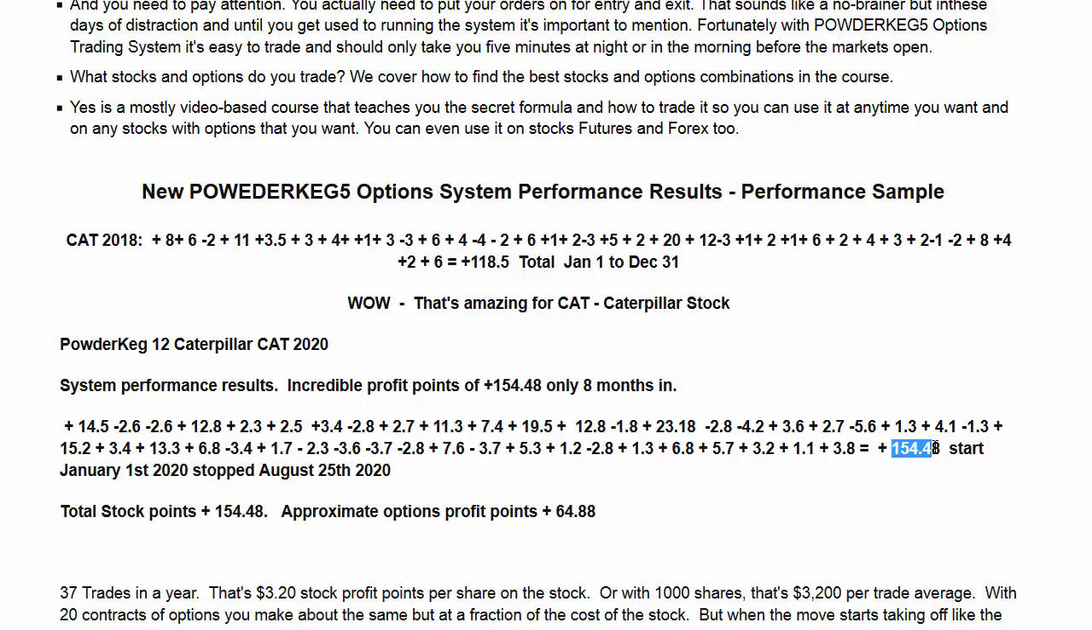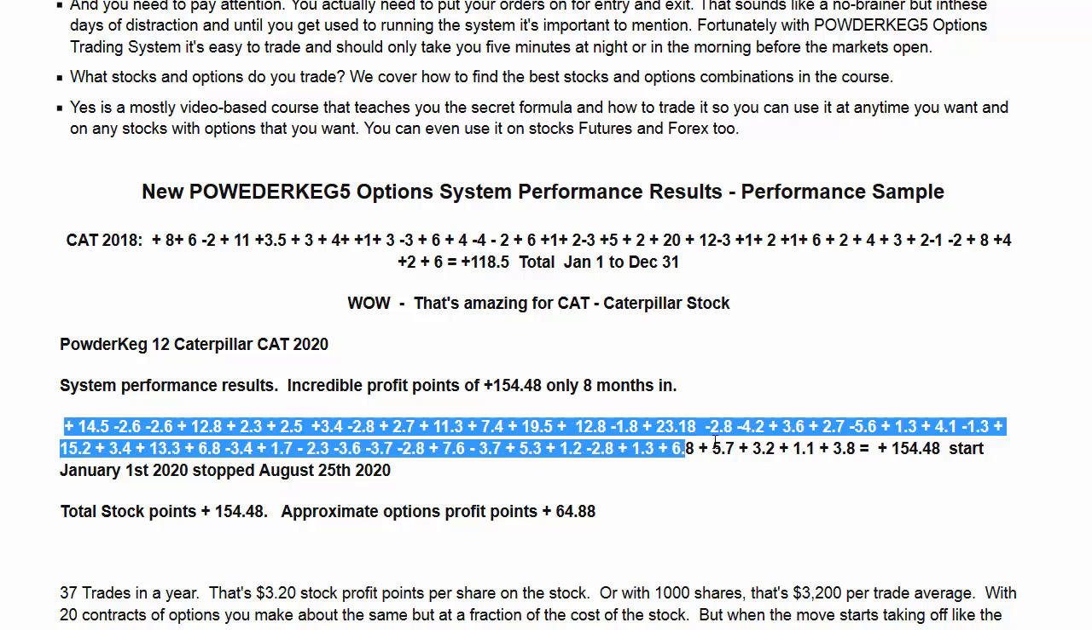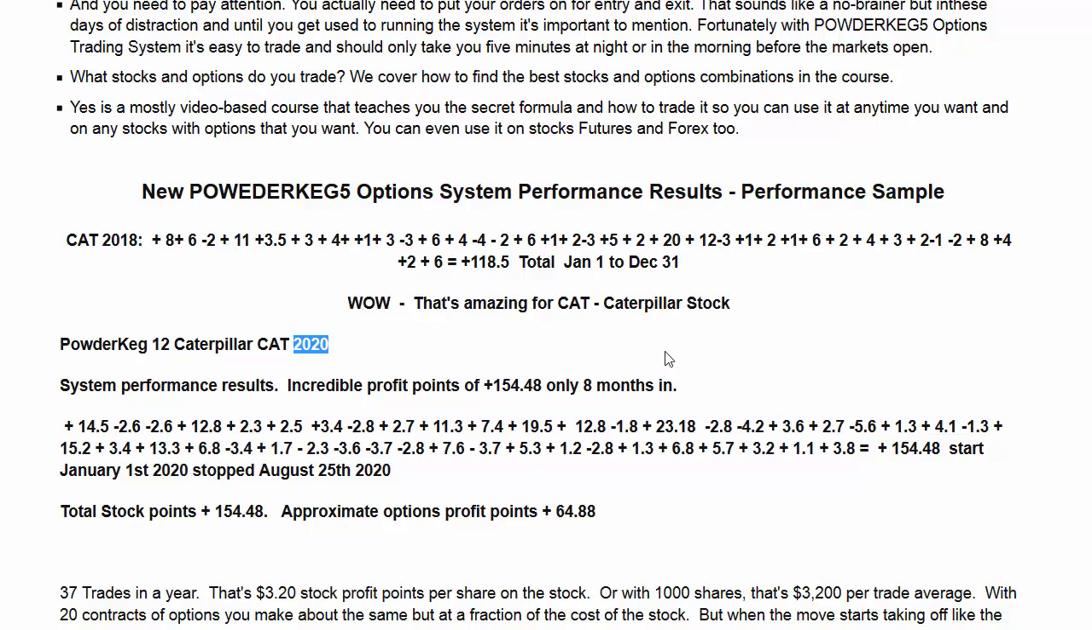So 154 points. That's on Caterpillar in 8 months of 2020. Why 8 months? Because that's where we are right now. So we just put this out there, said let's go check up on Caterpillar and give an example based on the system rules. These results are based on the rules that you would be getting in our course, where we teach you the system, a skill for life.